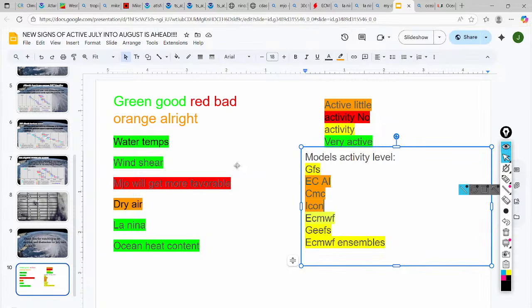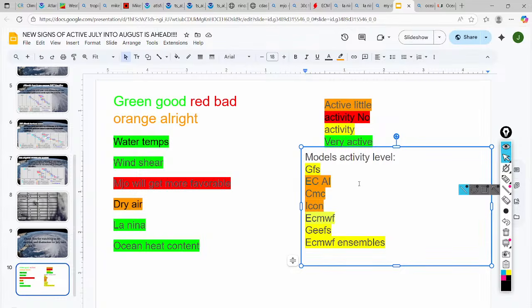This is the overall of the stream tonight. The water temps that we looked at are very conducive. The wind shear is conducive right now. The MJO is not conducive, and that's a big key on why. There is also some dry air outside, which is not too good. And then we do have a good La Nina and good ocean heat content.